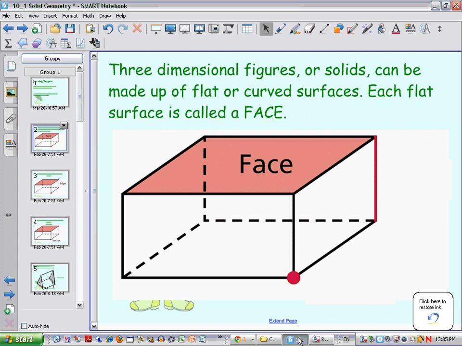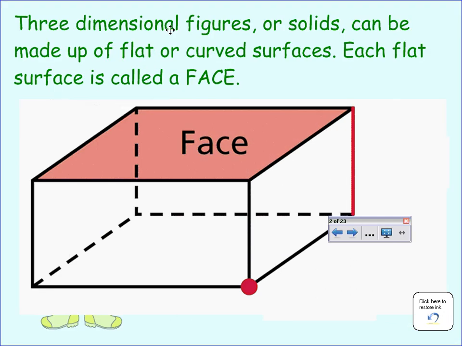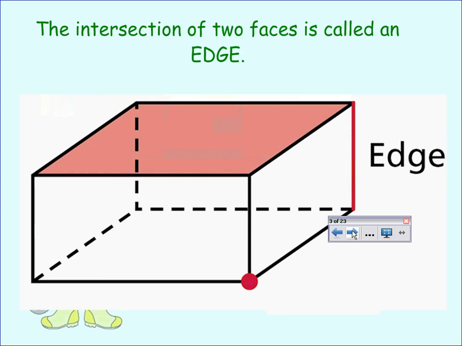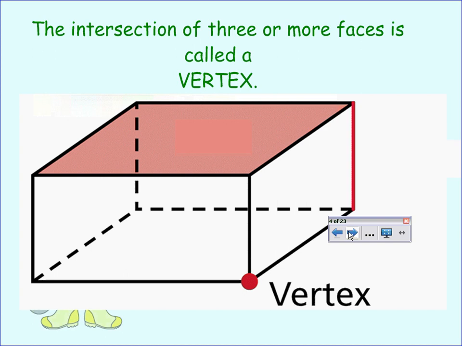Okay, all the things we see today are not going to have straight edges. Some of them have curved edges, so they don't apply as polyhedron, but they apply as three-dimensional figures. Okay, so three-dimensional figures or solids can be made up of flat or curved surfaces. Each flat surface is called a face. Okay, the intersection of the two faces is called the edge. And the intersection of three or more faces is called its vertex.